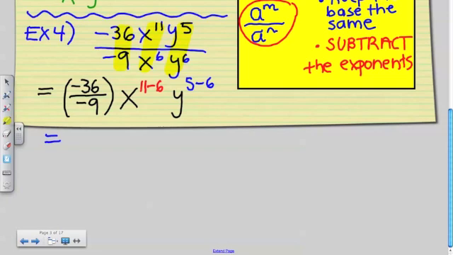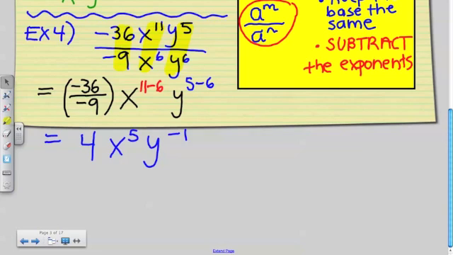Raven, what do you think? 36 divided by negative 9. 4. Good. Jensen, what is 11 minus 6? Yes, so x to the power of 5. And y to the power of, what is 5 minus 6? Leanne? Negative 1. Good. So that looks proper to me.